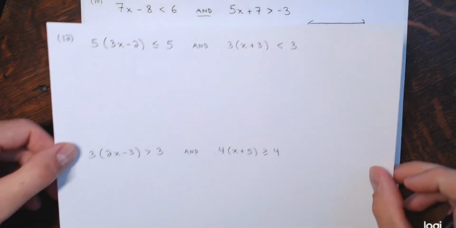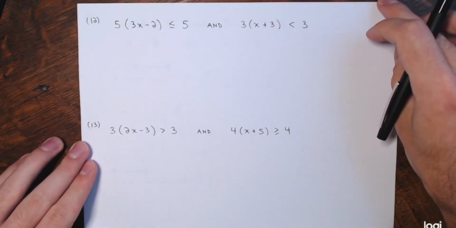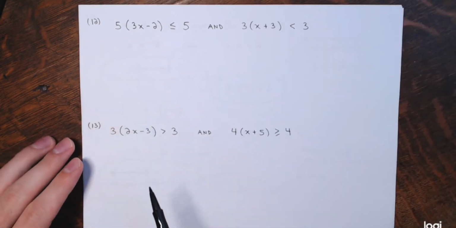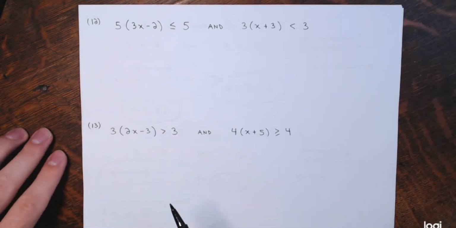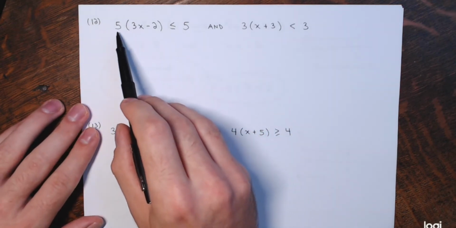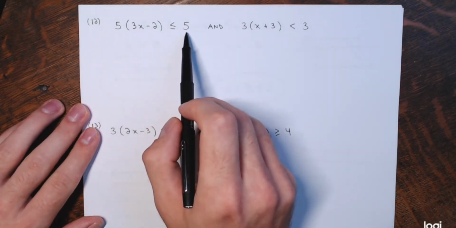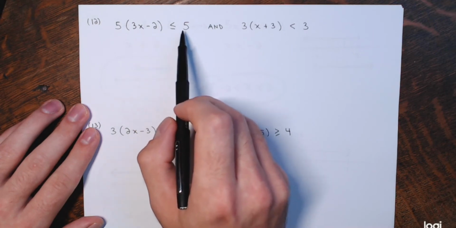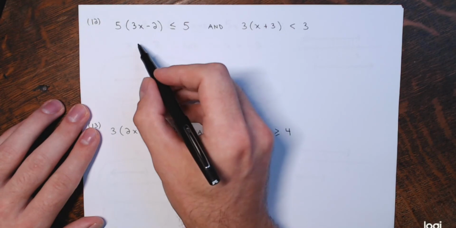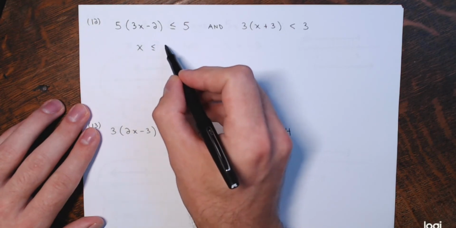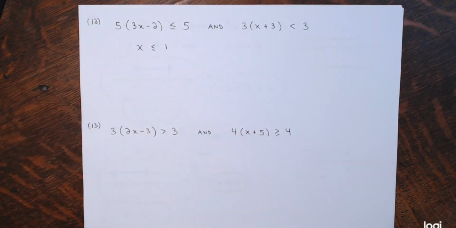All right, number 12. Again, I'll just describe out loud the solution. I would divide by 5 first, making this a 1. Then add 2. 1 plus 2 is 3. Then divide by 3. I'd get 1 on the left side and on the right side, and I never multiplied or divided by a negative, so the inequality symbol wouldn't flip. So the solutions of this first inequality are the numbers less than or equal to 1.